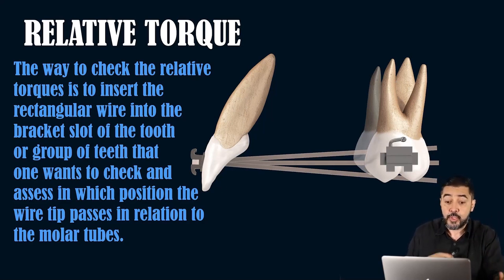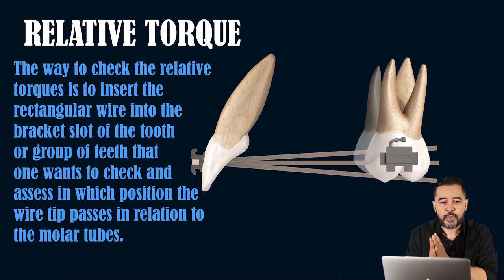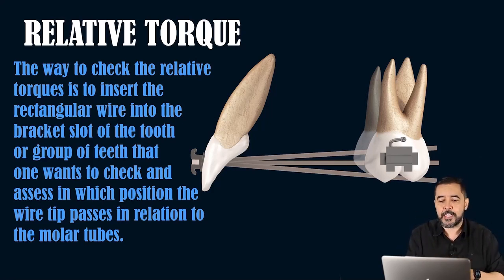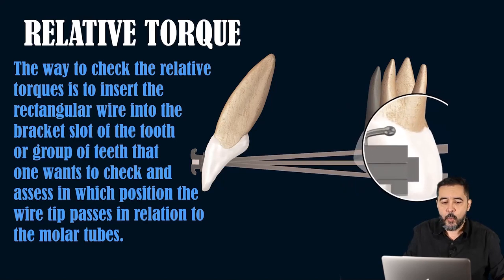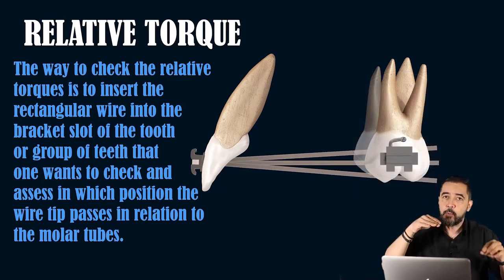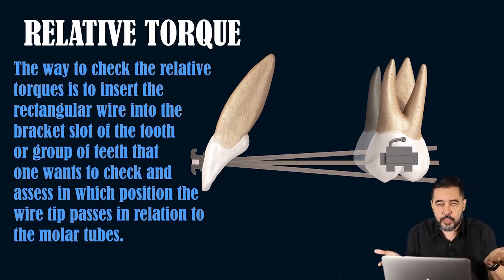Relative torque. The way to check, this is important, guys. The way to check the relative torque is to insert the rectangular wire into the bracket slot of the tooth or group of teeth that we want to check, and assess in which position the wire end will pass in relation to the molar tube. Because when we insert it in the molar tube, you know that you won't rest like this in a clinical situation.